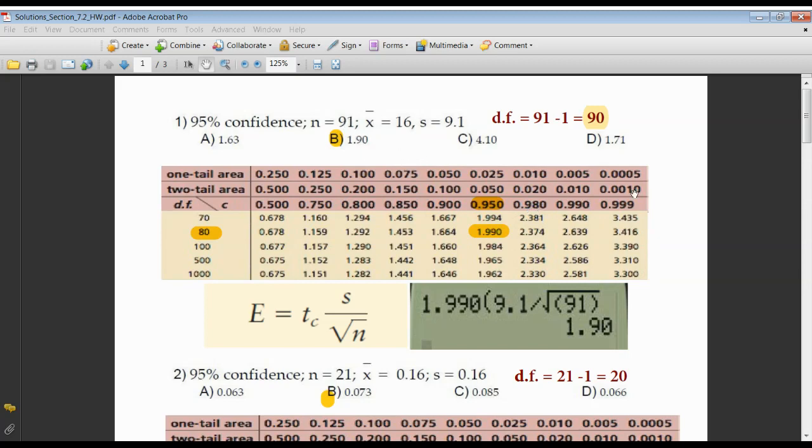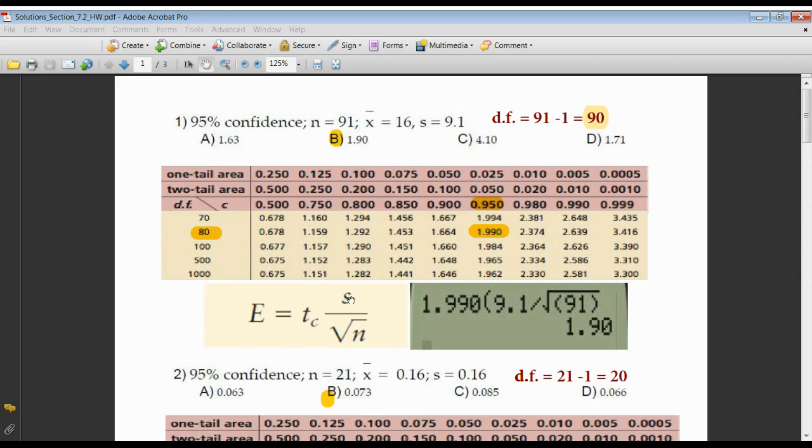If it is 91, then my degrees of freedom is 90. And I mentioned this in the Zoom meeting: 90 is halfway between 80 and 100. When that case happens, which is very infrequent, in fact it won't happen on a test, you would choose the one that's lower. 80 is lower than 100, so choose the lower value. All that being said, my critical t-score is 1.990.